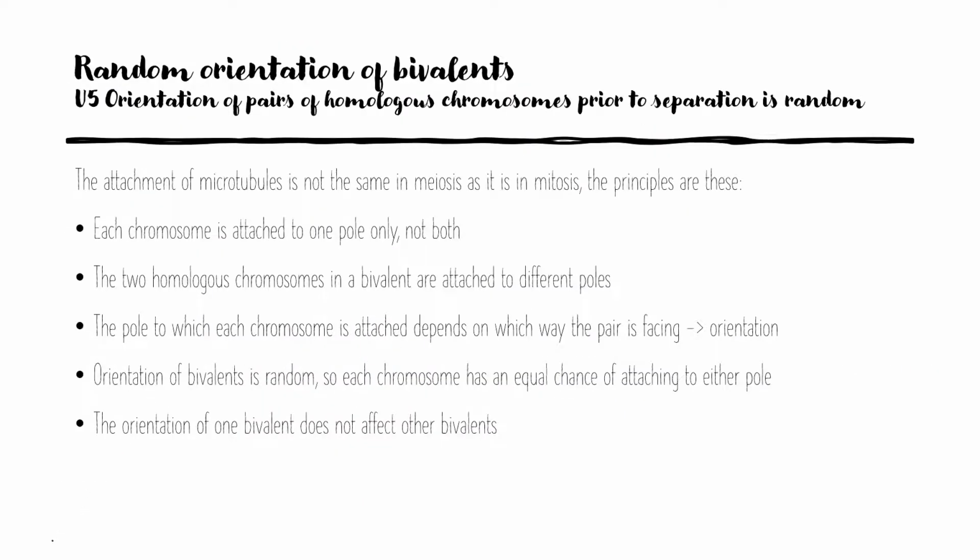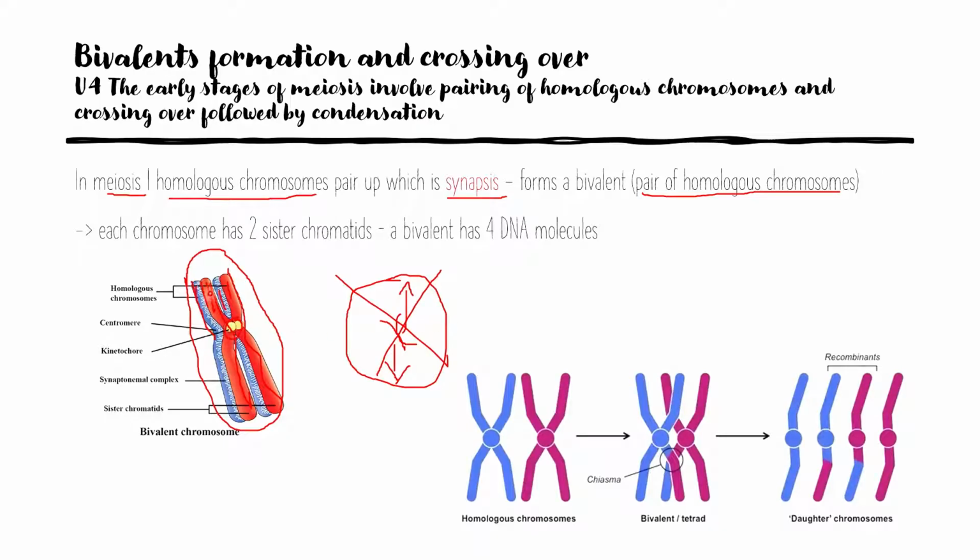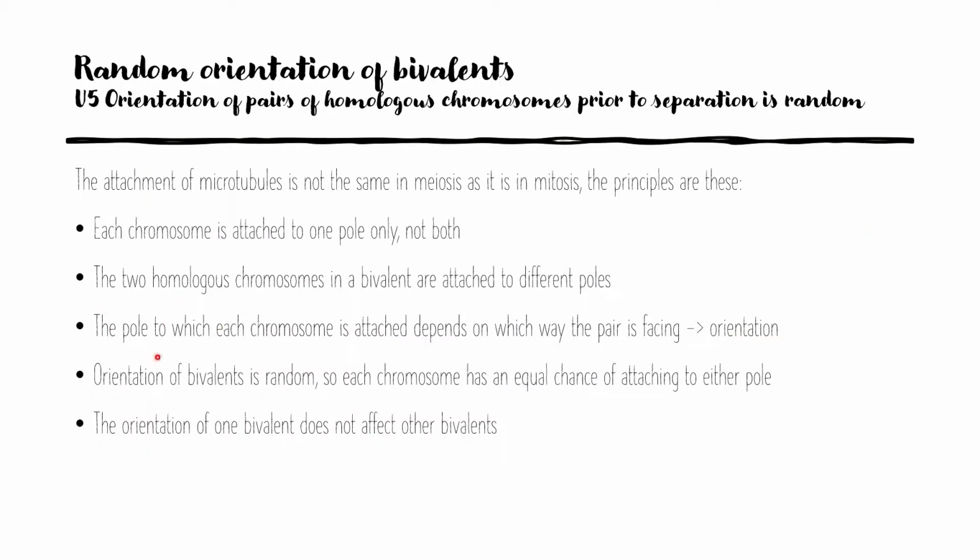So if we go back here, the second point is the 2 homologous chromosomes in a bivalent are attached to different poles. So, and if I go back to that slide again, the red and blue chromosomes are going to be attached to opposite poles. The pole to which each chromosome is attached depends on which way the pair is facing, and this is something called orientation. Orientation of bivalents is random, so each chromosome has an equal chance of attaching to either pole. The orientation of one bivalent does not affect other bivalents, so the orientations of bivalents is independent.